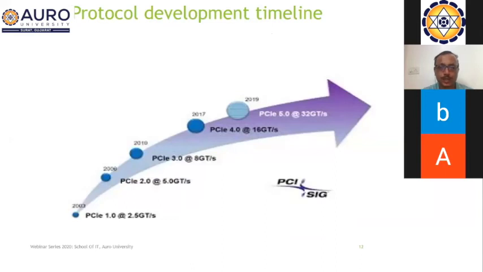This we can skip. Same thing, PCI 5 will come at 32 giga transfers per second, PCI 4 is 16 giga transfers, PCI 3 is 8 giga transfers. So in PCI terminology they call it giga transfers per second.